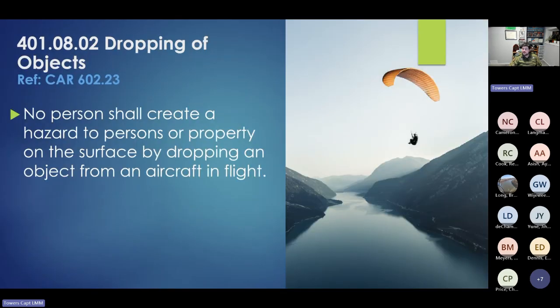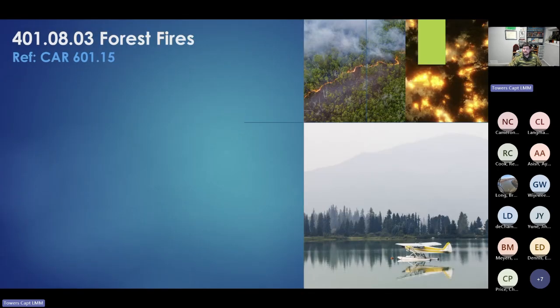Now, when it comes to dropping of objects, the rules are pretty simple. Don't do it. No person shall create a hazard to persons or property on the surface by dropping an aircraft or by dropping an object from an aircraft in flight. Pretty straightforward. Even if it's pretty light, it can get a whole lot of energy picked up.